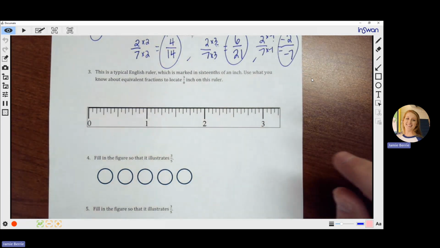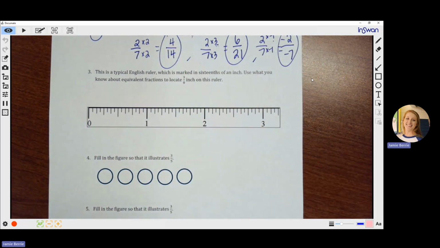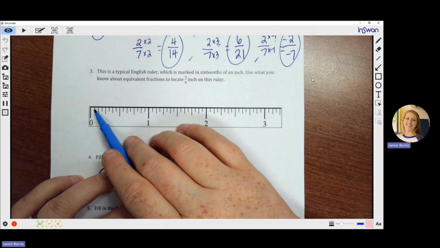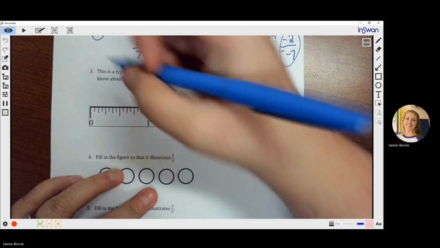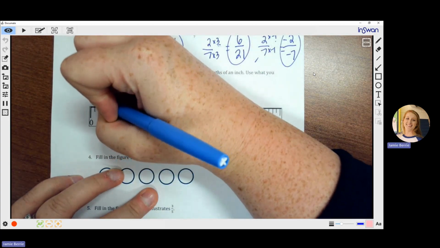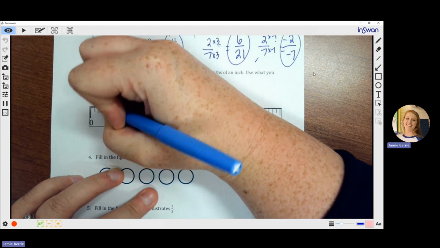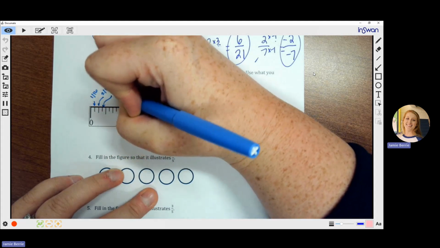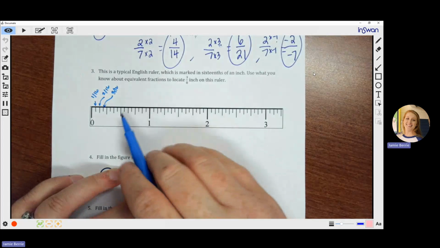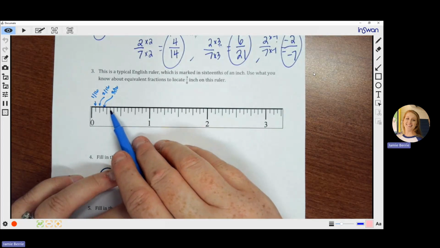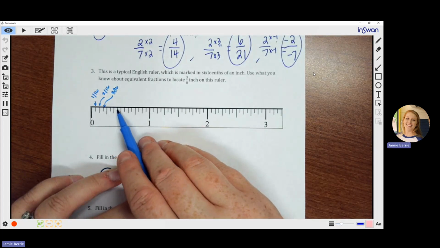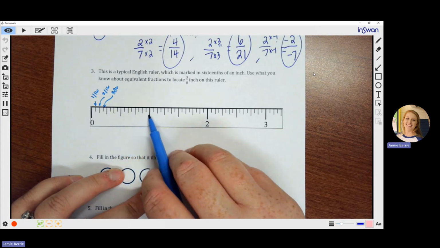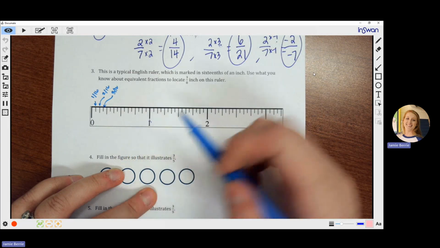All right, so this typical English ruler is marked in 1/16 of an inch. So that means that this is 1/16 of an inch. This line is 2/16 of an inch, then 3/16 of an inch, and so on. This is 4/16, 5/16, 6/16, 7/16, 8/16, and so on, all the way to 16/16, which would be 1.